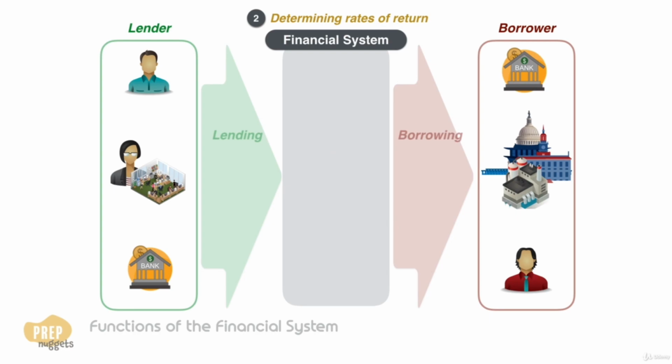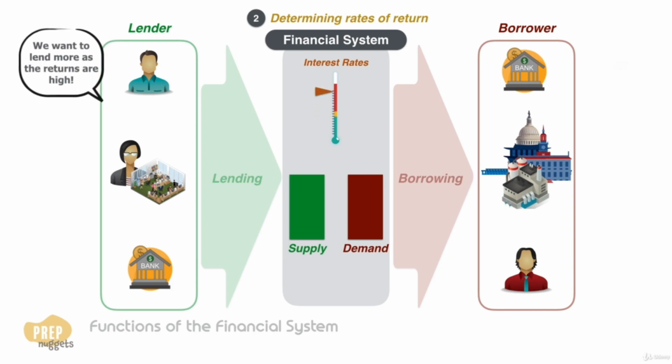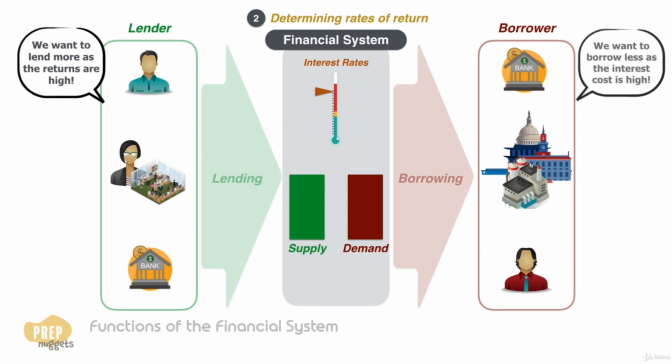This borrowing and lending can be viewed as demand and supply of money in the financial system. The demand and supply are highly affected by the rate of return or interest rates. When interest rates are high, lenders will want to lend more as the returns are higher, and the borrowers want to borrow less as the interest cost is high. As such, the supply of money will be high and the demand for money in the system will be low. Lenders may be driven to lower their rates of lending such that more borrowers will be enticed to borrow more.